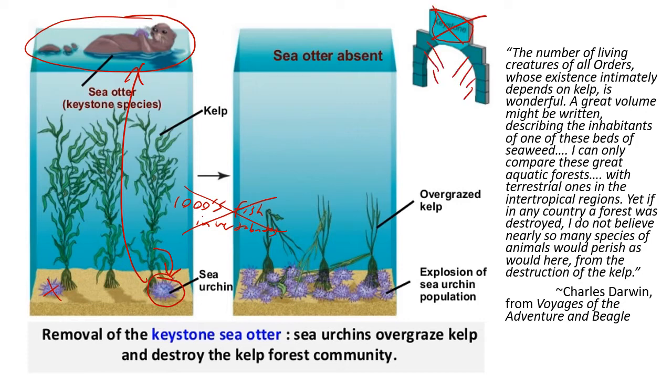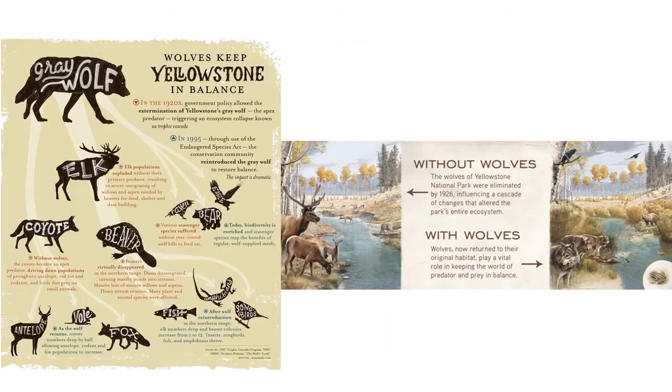And then I'll let you guys read this quote from Darwin, just talking about kelp forests. I won't read it to you. We also have wolves in Yellowstone. We'll talk about this one in class. I'll show a video. I'll also show a video of the otters too.